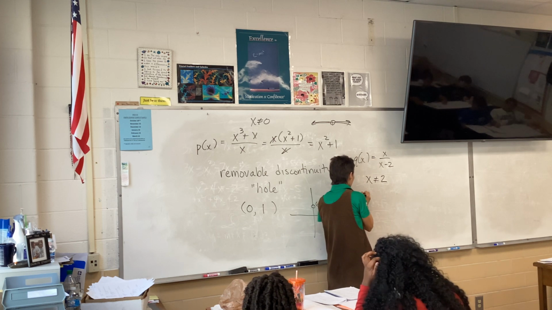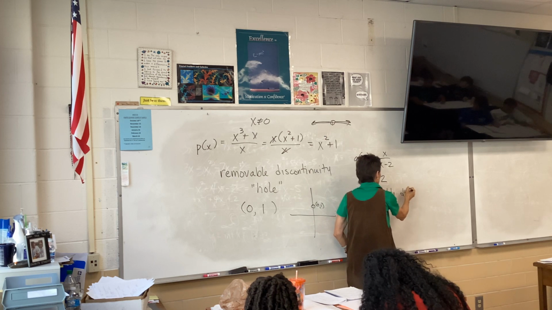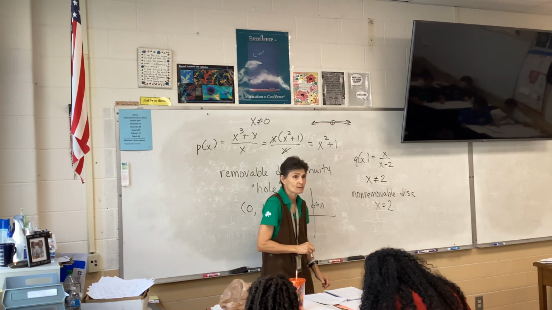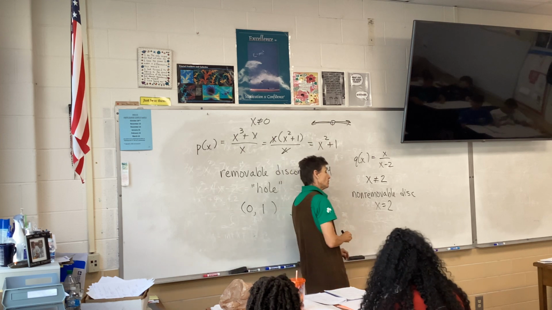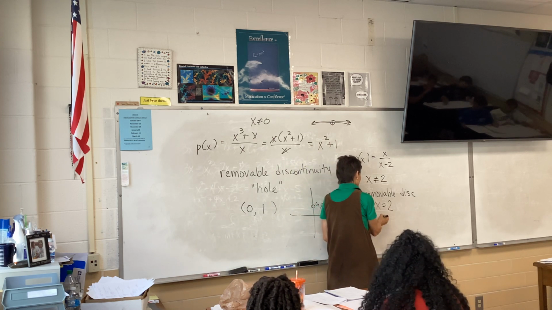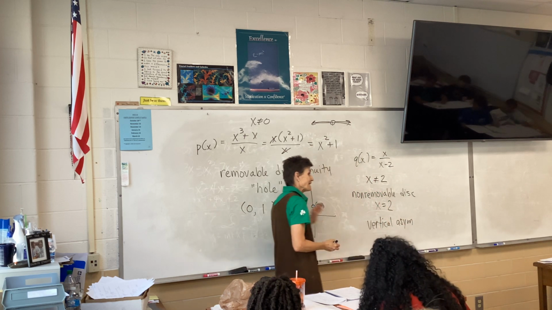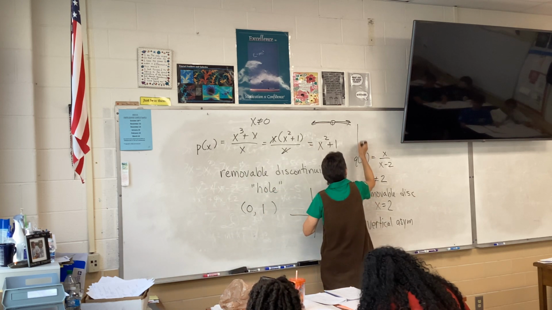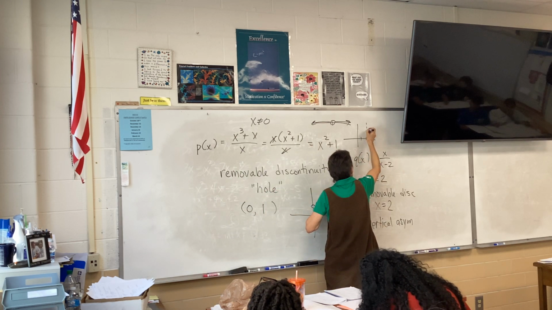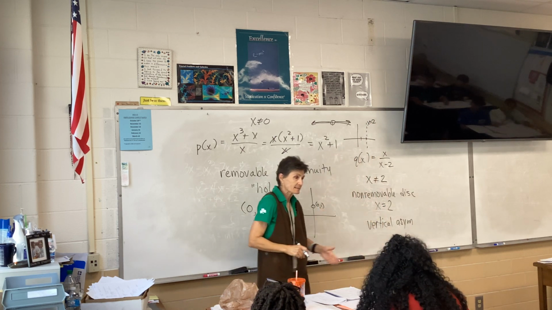This is a non-removable discontinuity. I can't cancel it out. And it's x equals 2. That's where the discontinuousness is, at 2. It will be graphed as a vertical asymptote. So if I can cancel it out, it's a hole. If I can't cancel it out, I literally break my picture into 2 pieces at x equals 2.